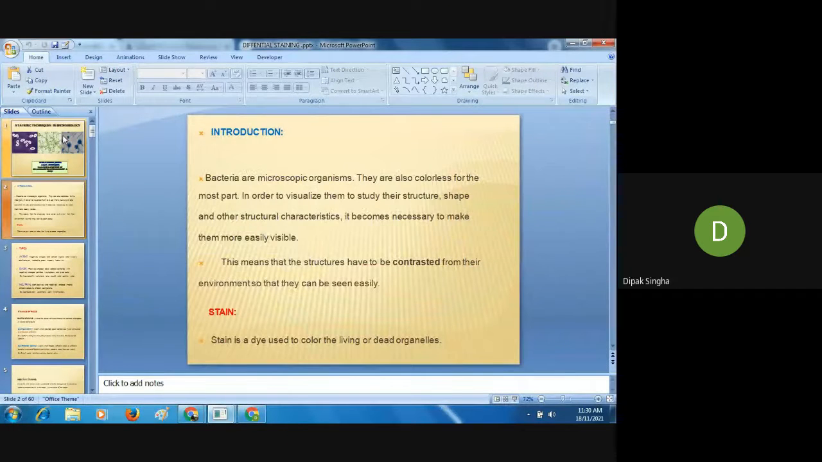So these are the introduction. Same stain. What is called stain? Now, stain is a dye used to color living or dead organelles. Okay, that is called the stain. Stain is used for living as well as dead organelles. Okay, that is called stain.